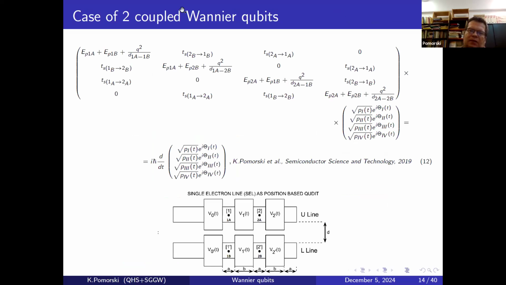Let's move to a simpler case. The simple case is two coupled Wannier qubits. So you have two single electron lines described here. And there are natural regions, specified 1 and 2, that somehow correspond to the quantum dot left and right. So the upper Wannier qubit and the lower Wannier qubit as given here. And then it turns out that if you presume that the first and second single electron lines have only two eigenenergy levels, then you can invent a simplistic Hamiltonian as specified here.